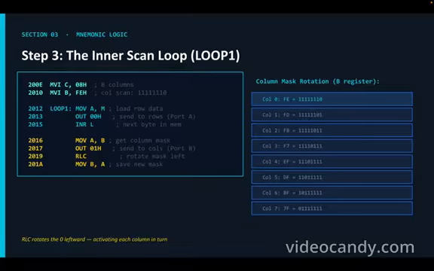Okay, let's talk about the inner scan loop. This is essentially the main program which is making the LED matrix work. What happens in this is that the register B holds a column mask. We start with B equal to FEH, which in binary is 7 ones then a 0. What it means is that only the rightmost bit is 0.